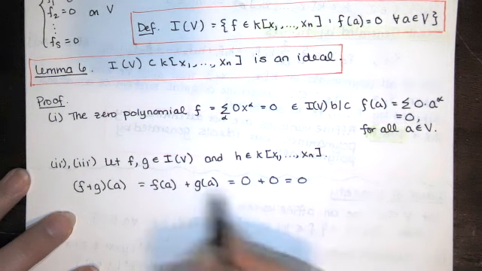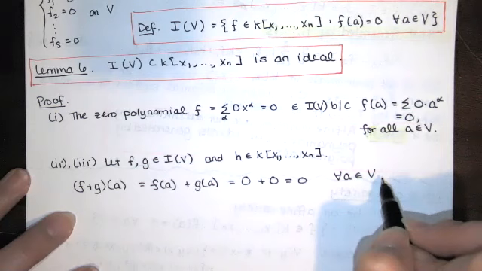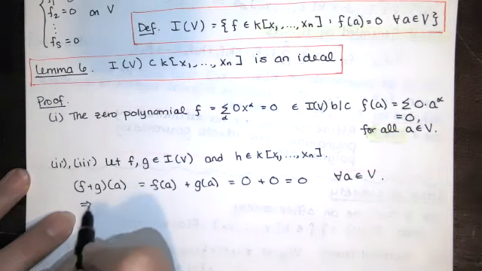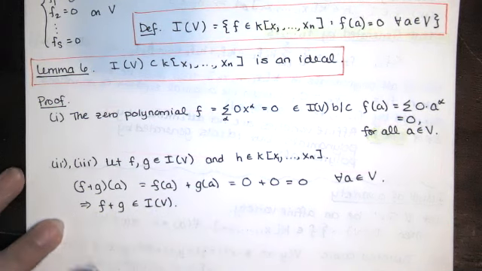So we get 0, and that's going to be true for all A in the variety V. So that means that F plus G is in the ideal of the variety.